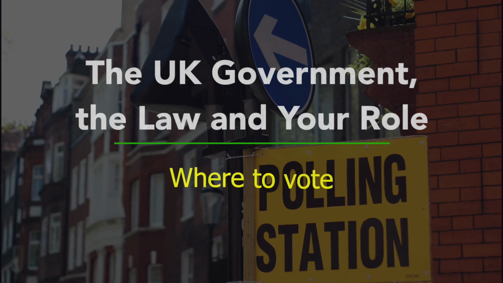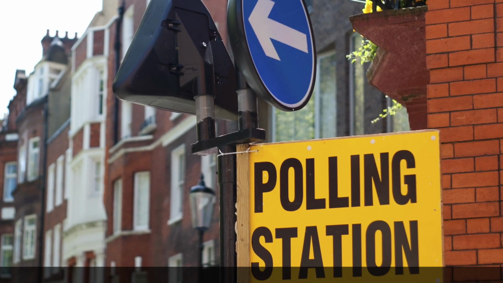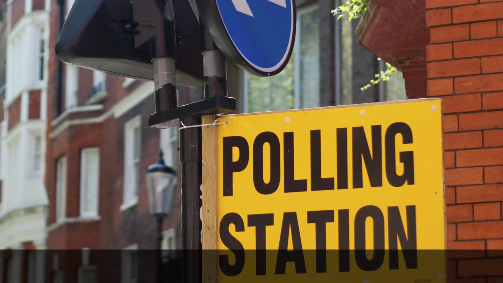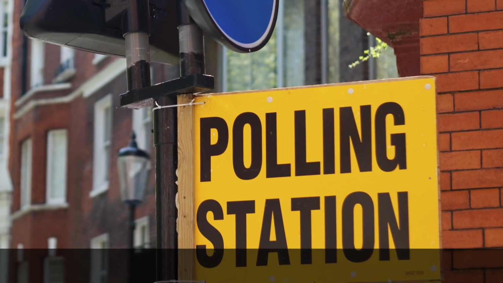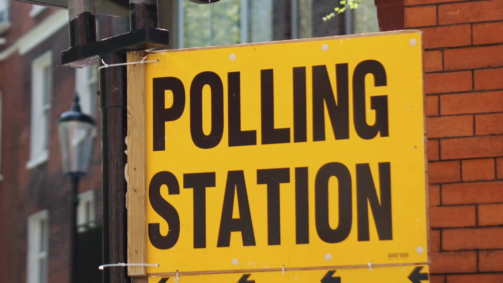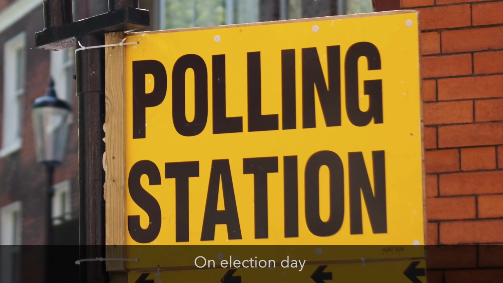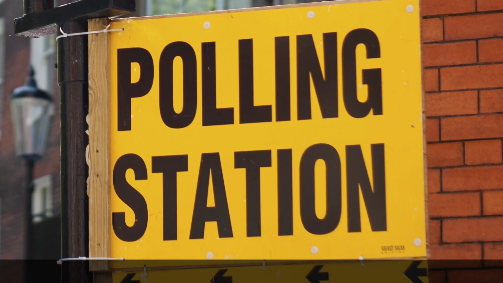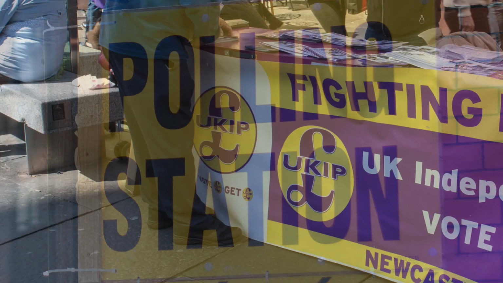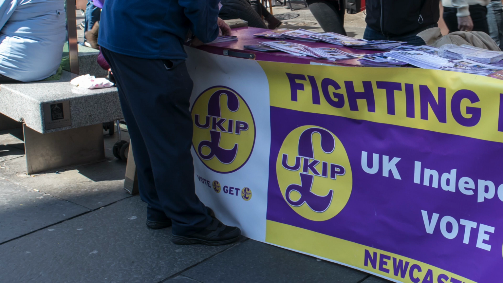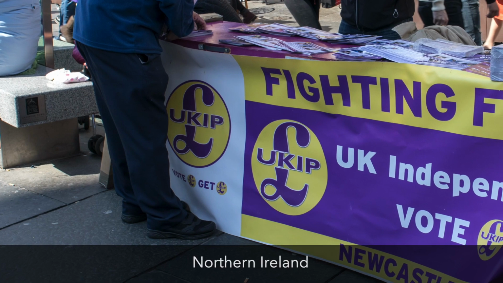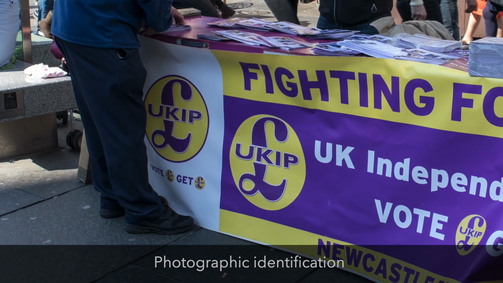Where to vote? People vote in elections at places called polling stations, or polling places in Scotland. Before the election, you will be sent a poll card. This tells you where your polling station is and when the election will take place. On election day, the polling station or place will be open from 7 a.m. until 10 p.m. When you arrive at the polling station, the staff will ask for your name and address. In Northern Ireland, you will have to show your photographic identification.